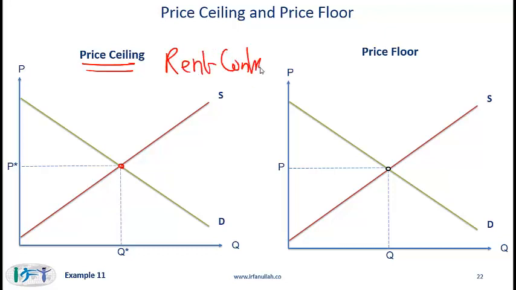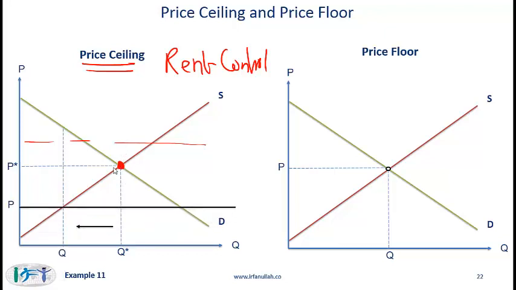If the ceiling is above the equilibrium price, then the ceiling has no effect, because the equilibrium price will be over here, and if it is below the ceiling, then the ceiling has no effect. However, if a ceiling is set below the equilibrium price, then we have an issue, because let's say that the equilibrium price is 100 and a ceiling is set at 80. At a price of 80, a supplier will only be willing to supply this quantity.